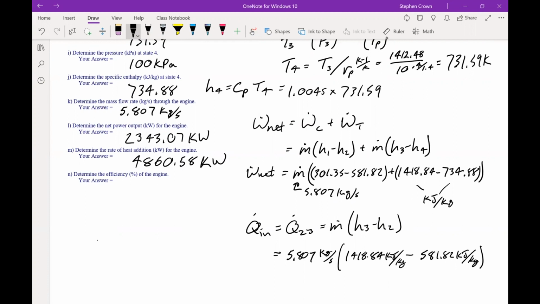And then finally, the efficiency just equals the net work over Q in. And that would be 2343 over 4861, if I round it to the nearest integer. 2343 divided by 4861, I get 48.20%.